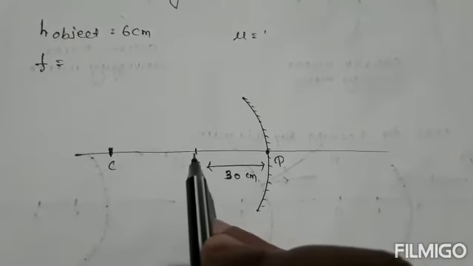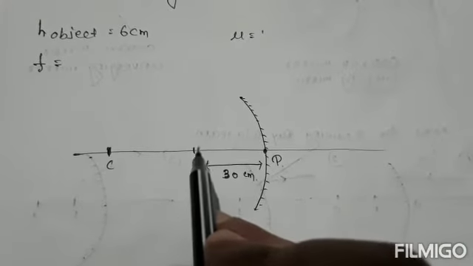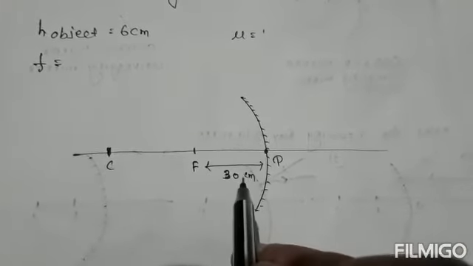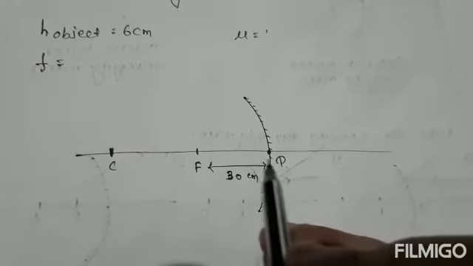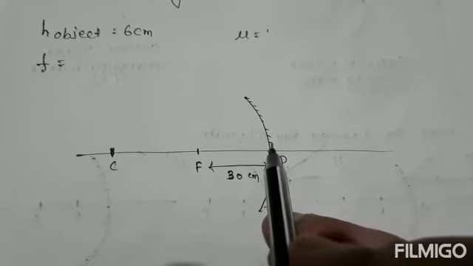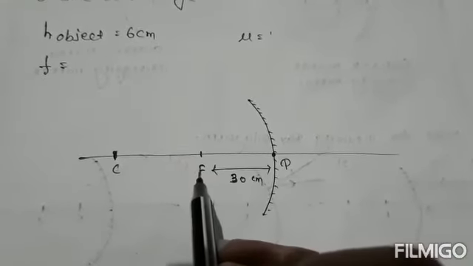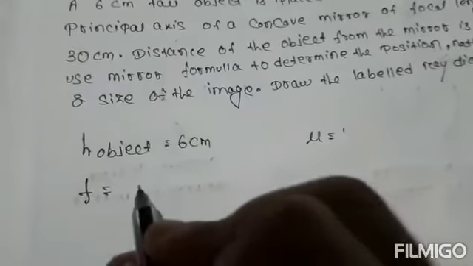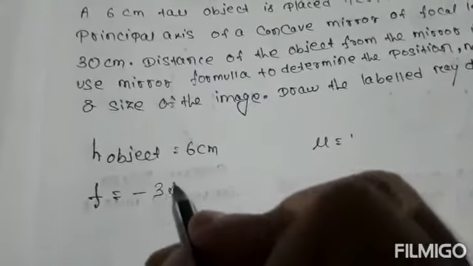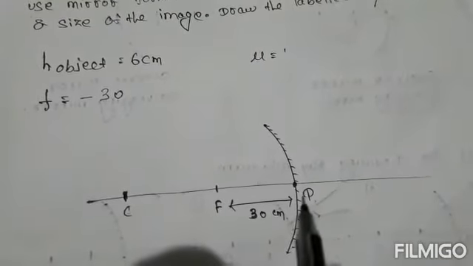So this is focus. So focal length is distance from pole to focus. This focal length is present in front of the mirror, in front of the reflecting surface, and it is left side from the pole. Focus is present left side from the pole. So here in concave mirror case we have to take f equal to minus 30. Minus sign, we are taking minus sign because focus is left hand side of the pole.